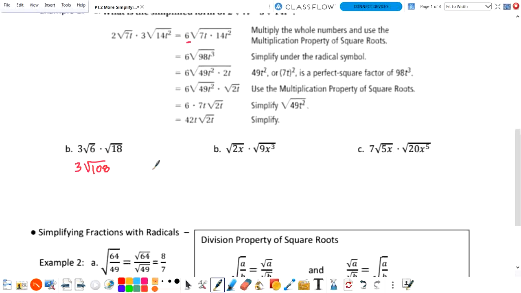Then we need to factor out 108 so that one of the factors is a perfect square. You can take a minute to figure this out, but we can multiply 36 times 3, and that 36 is a perfect square. So 3 times the square root of 36 times 3. Now we know that the square root of 36 is 6, so we can pull that out. 3 is not a perfect square, so we're going to leave that inside. Then we can multiply the outside: 3 times 6 gives us 18 square root of 3.